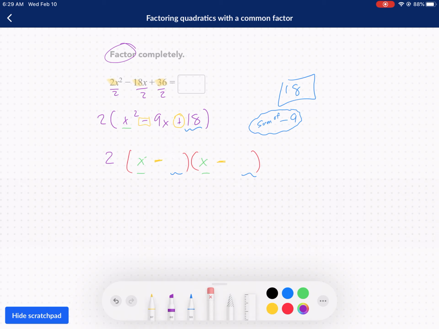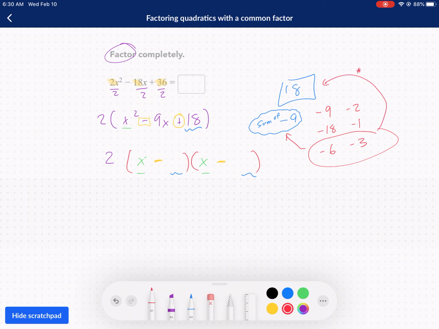Next up, it's 18, okay? What factors of 18 will add up to negative 9? Well, I know they both need to be negative. So let me just list a few. We have negative 9, negative 2. Those add up to negative 11. That's no good. Negative 18, negative 1. Those add up to negative 19. That's no good. What about negative 6, negative 3? Ding! We have negative 6, negative 3 gives us a sum of negative 9. It multiplies together to give us 18.